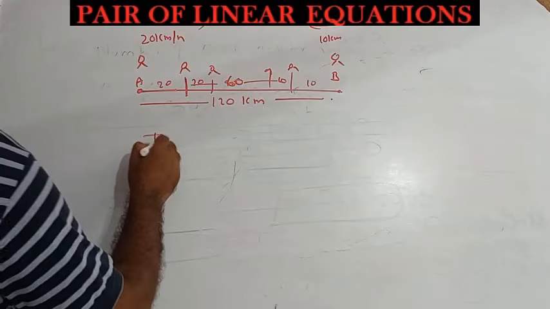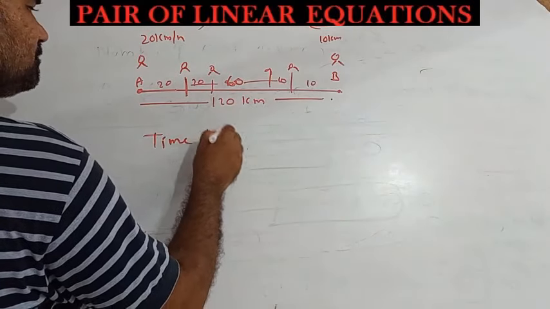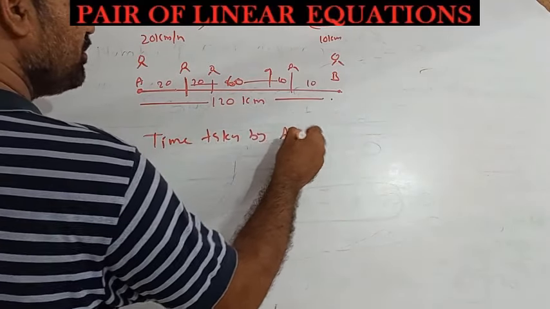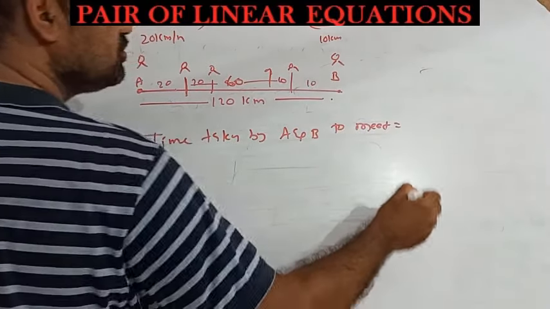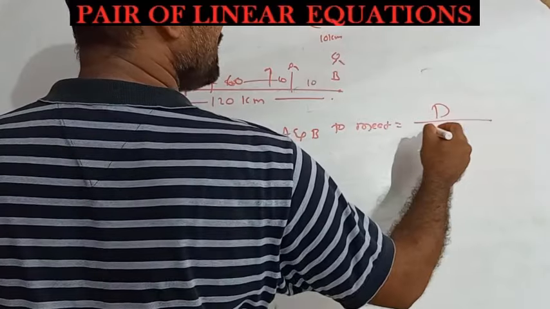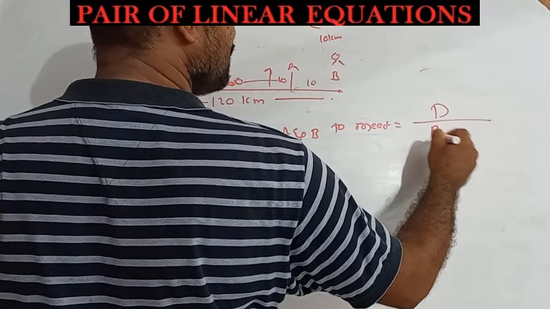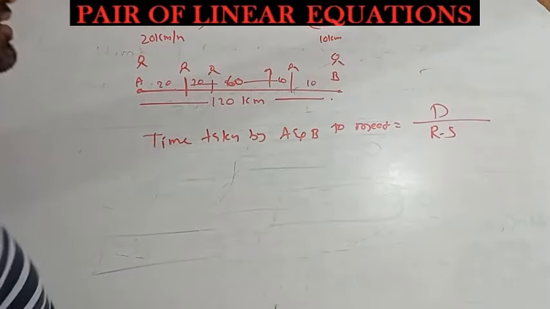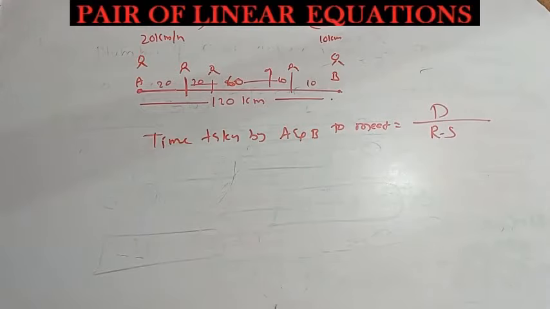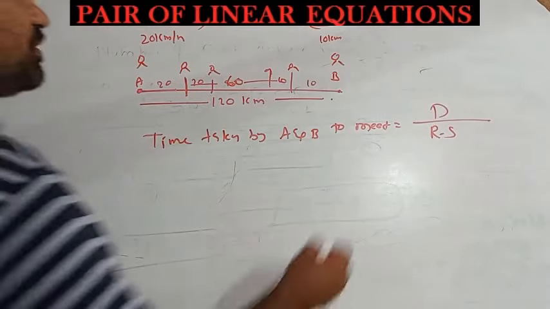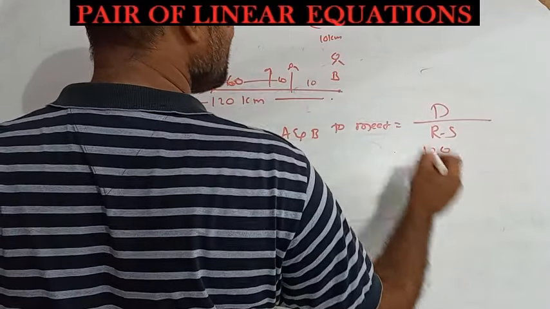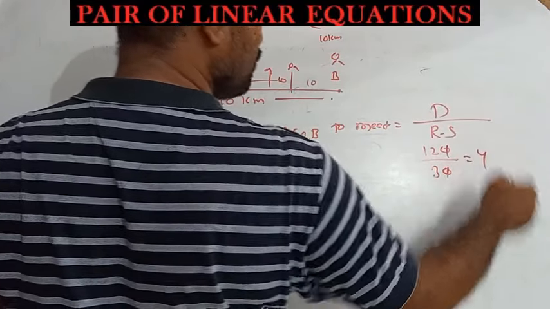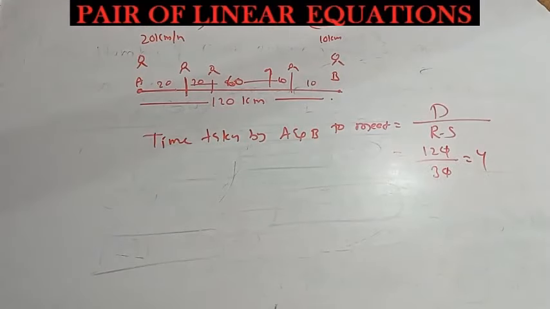Time taken by A and B to meet is equal to distance between them divided by their relative speed, RS. Objects approaching in the opposite direction, the sum of their speeds is taken as the relative speed. Distance 120 divided by relative speed, 20 plus 10, 30, that is equal to 4. After 4 hours they will meet. Practically also you got the same thing, no? One thing. Next.